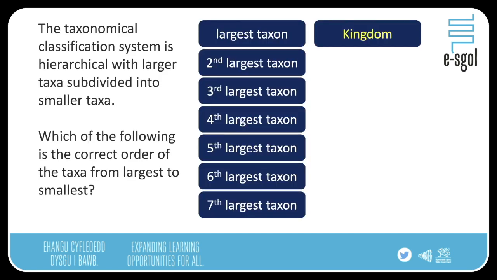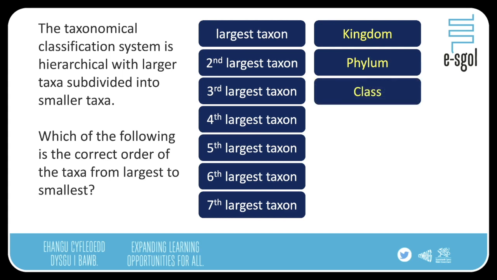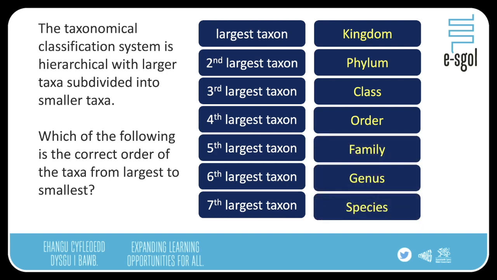Moving on to our next question, the taxonomical classification system is hierarchical, with larger taxa subdivided into smaller taxa. Which of the following is the correct order of the taxa from largest to smallest? We have kingdom already given, and need to complete the taxa in decreasing size order. We should follow kingdom with phylum, class, order, family, genus, and species.